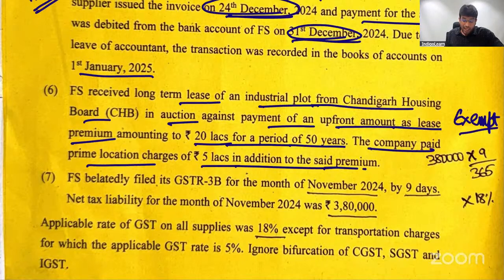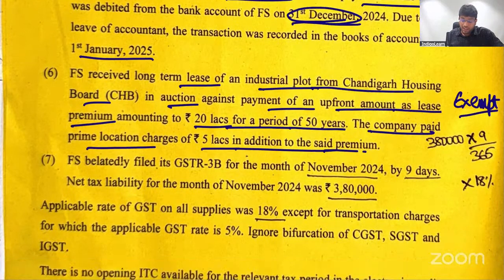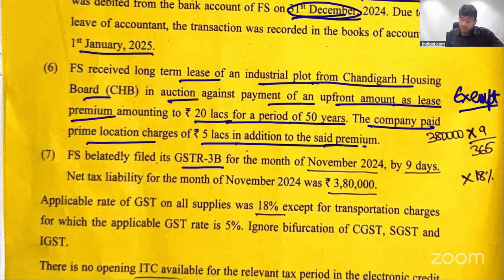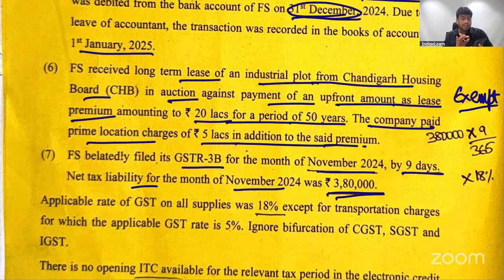Then, FS Limited belatedly filed 3B for the month of November by 9 days. And net tax liability for November was 3,80,000. So it is 3,80,000 into 18% interest rate into 9 divided by 365. It is coming to 1686.57. When it is 1686.57, we will take it as 1687.